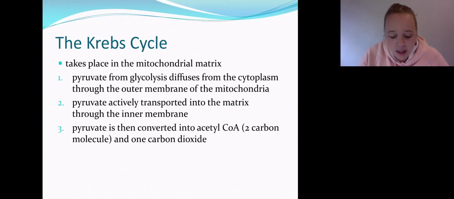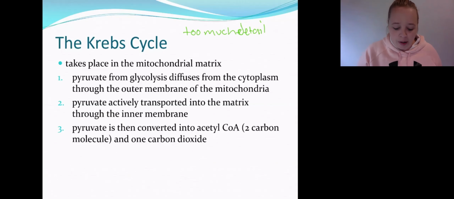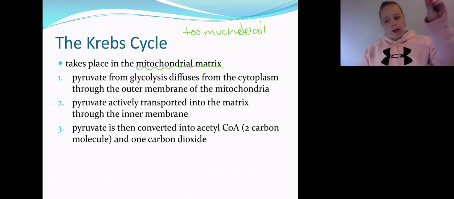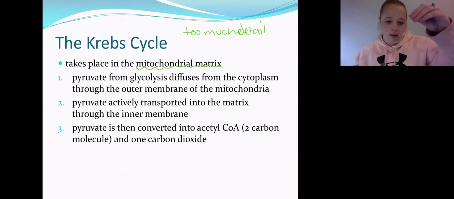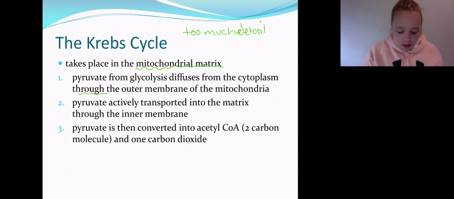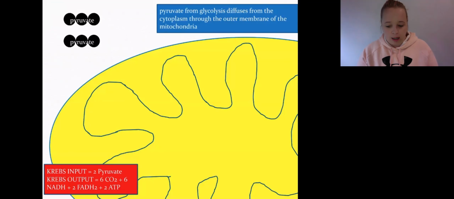So this bit here is too much detail, but I will be walking you through it just so that you can hear the story, and then we'll focus on the bits you need to remember. So we are taking place in the mitochondrial matrix. The pyruvate that's come from glycolysis is going to diffuse into the mitochondria through that outer membrane. Then we actively transport it into the inner membrane, and then we convert it to this material called acetyl-CoA and 1 carbon dioxide. Okay, way too much detail, but I'm going to show you what's happening here.